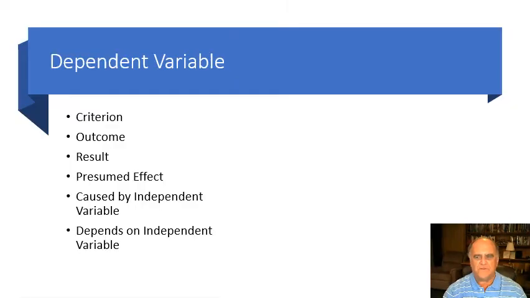This then brings us to the dependent variable. The dependent variable is the dependent variable because we see it as depending on the independent variable, as being caused by the independent variable. And we often call it a number of other names. For example, we might call it the criterion, or the outcome, or the result. It's the presumed effect. It's presumed to be affected by the independent variable. So again, the dependent variable is what's caused by the independent variable or depends upon the independent variable.